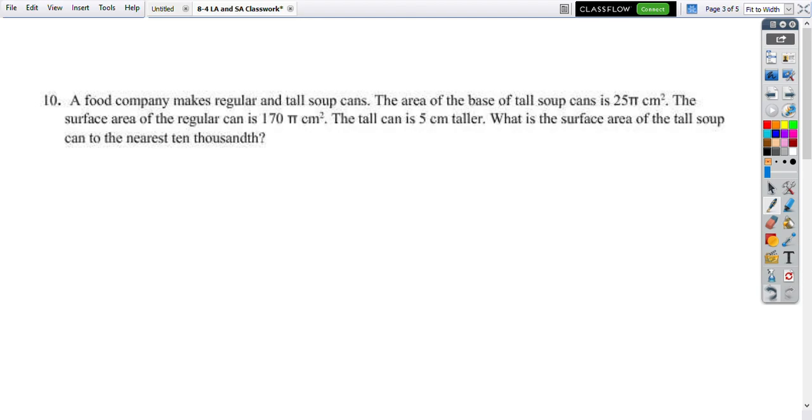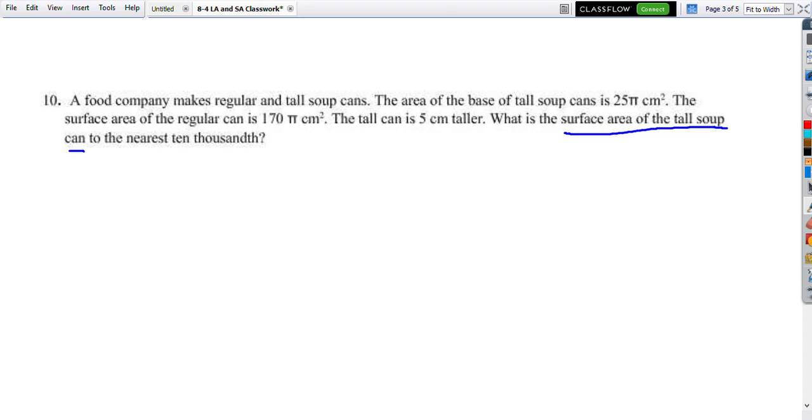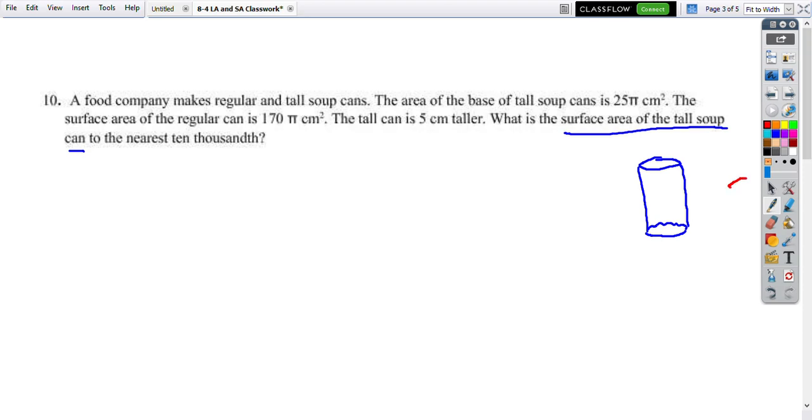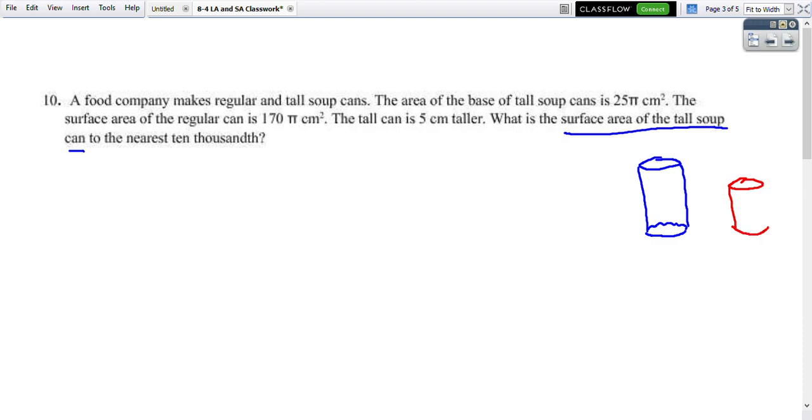Let's go back to the question though. We want to know the surface area of a tall soup can. Let's just draw our two cans. So I got this can over here. All right. And I know that this is the tall guy, and then we'll do a short one here.